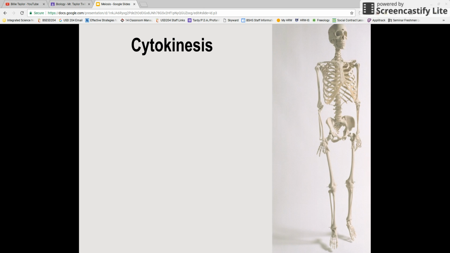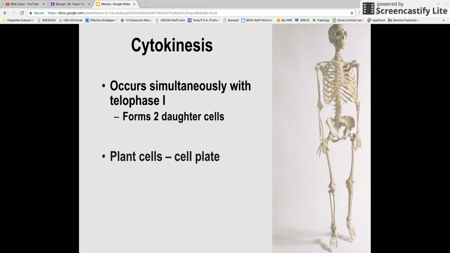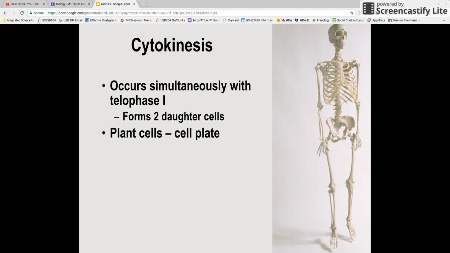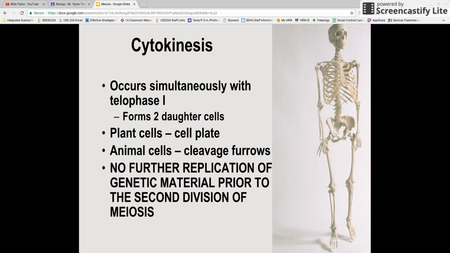And the next step is going to be cytokinesis, the first cytokinesis. This is kind of simultaneous with telophase I. It forms the two daughter cells. If these were plant cells, it would form a cell plate. In animal cells, we have what we call cleavage furrows. And at this point, there's no further replication of the genetic material prior to the second division of meiosis. So no more division until Meiosis II kicks in. And then we kind of do it over again with slight differences.